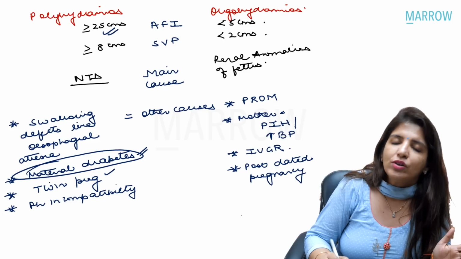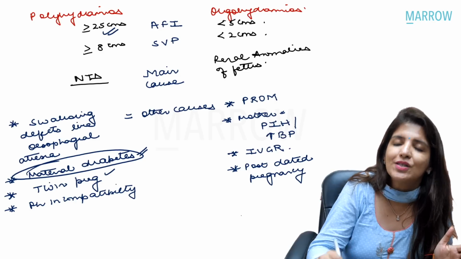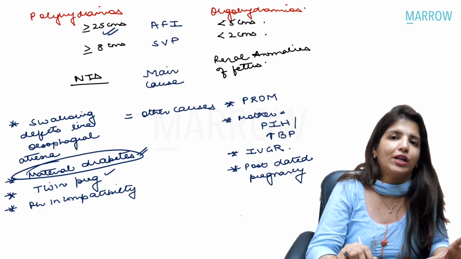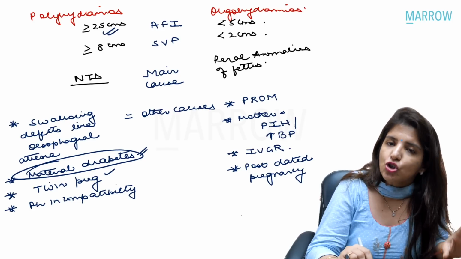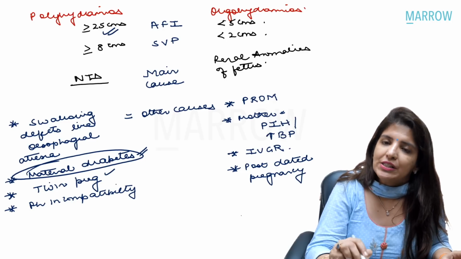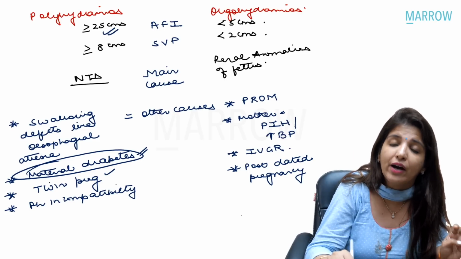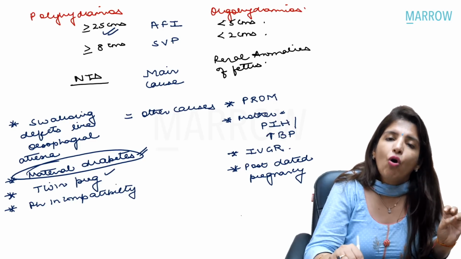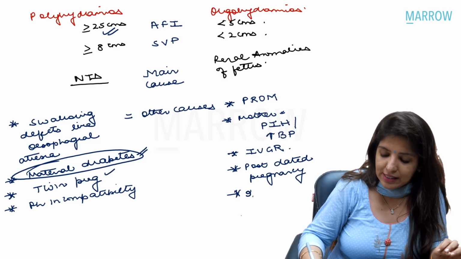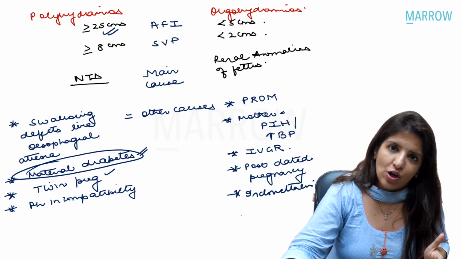Right. On the other hand, the most important cause of oligohydramnios is renal anomalies in the fetus, because the most important overall contributor of amniotic fluid is fetal urine. So the most common reason for oligohydramnios is renal anomalies of the fetus. Apart from this, if mother has PIH or increased BP, or if there is IUGR, or post-term pregnancy, or premature rupture of membranes, or if mother has taken drugs like indomethacin, then these all can lead to oligohydramnios, right?